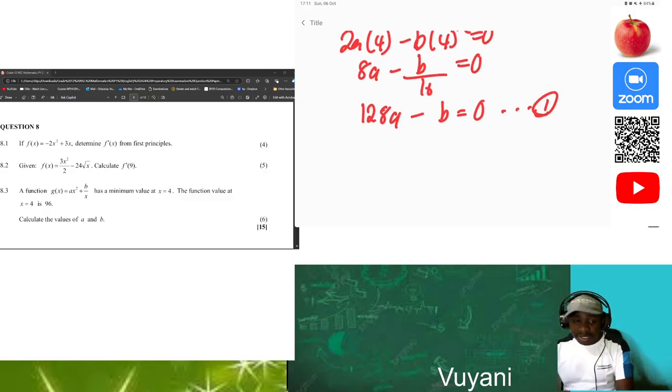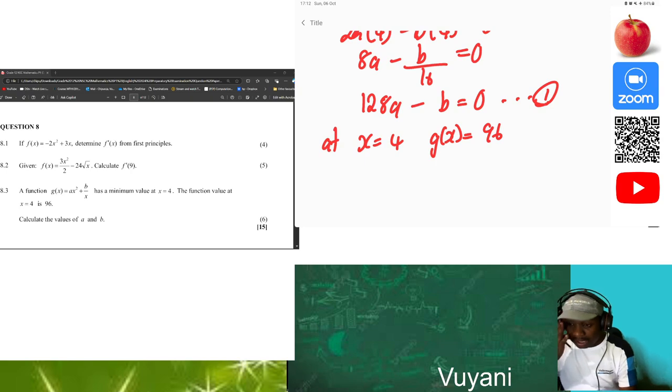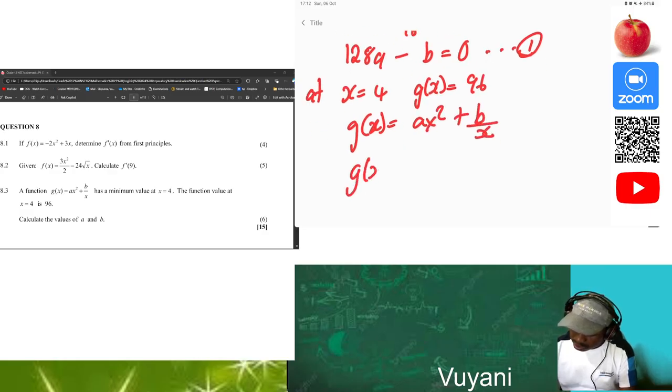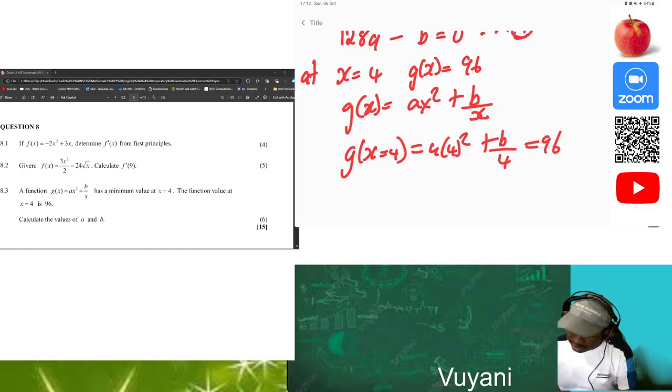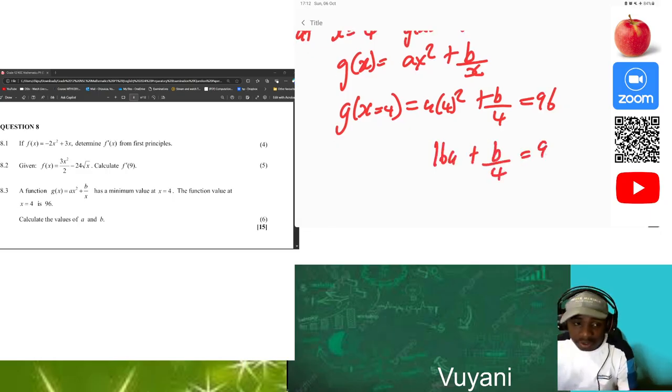And also in this question, they told us that the function value at x is equal to 4, our g of x will be equal to 96. Okay, so now this is easy because we are already given our g of x, which is equal to ax squared plus b over x. So at x is equal to 4, that will be a times 4 squared plus b over 4 is equal to 96. So that will be your 16a plus b over 4, which is equal to 96.